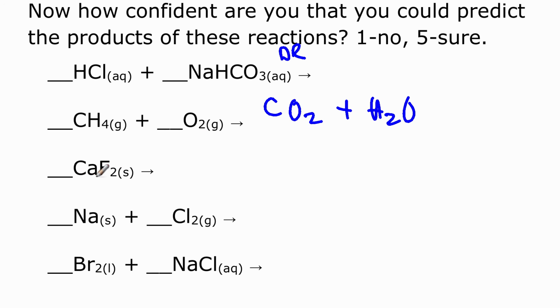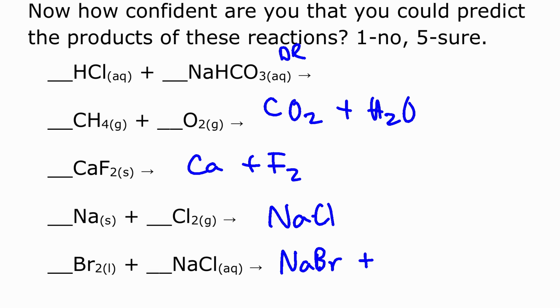Only one compound here, so it's going to break up into its elements. Decomposition reaction. 2 elements here, they're going to combine to form a compound. Sodium chloride, that would be a composition reaction. And finally, I have an element and a compound. This would be a single replacement reaction. So the bromine would kick the chlorine out, so this would become sodium bromide, plus the chlorine would go off by itself. It's diatomic, so I'll put a 2 there.